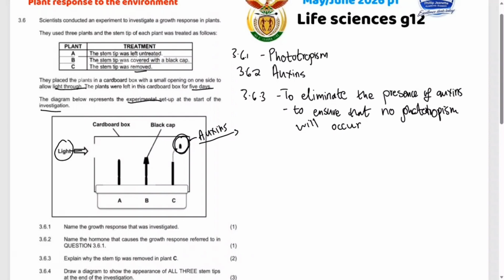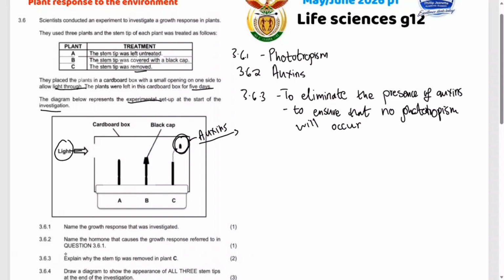The more we eliminate the auxins, or remove the presence of auxins, phototropism will not take place. Why? Because this is the light, and the more we remove the tip of the stem, the auxins are produced at the tip of the stem. So the more we remove the stem tip, phototropism will not occur, and the stem will not bend towards the light.